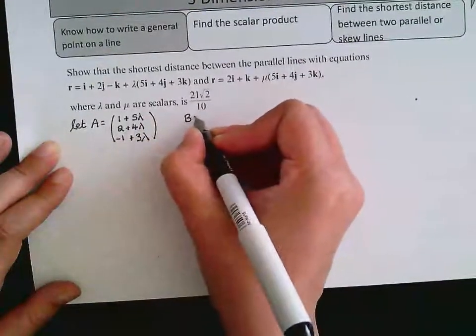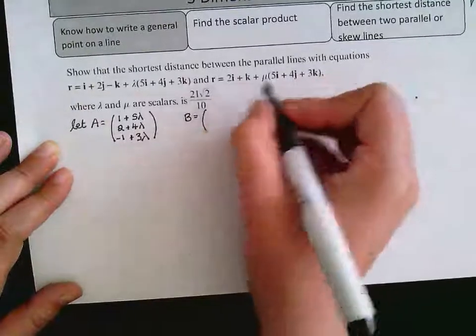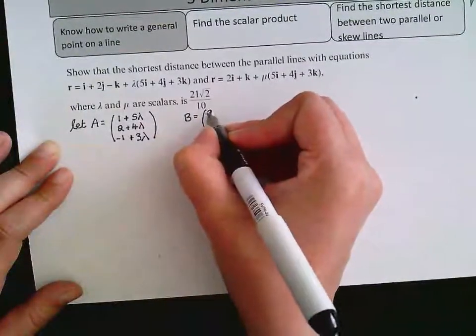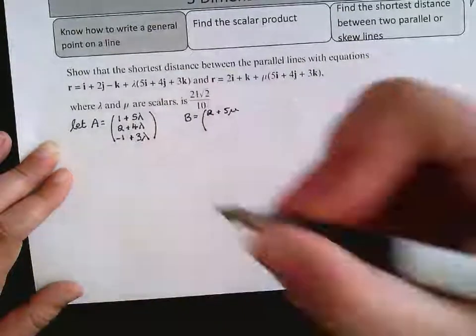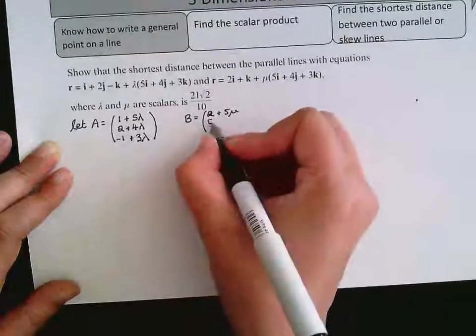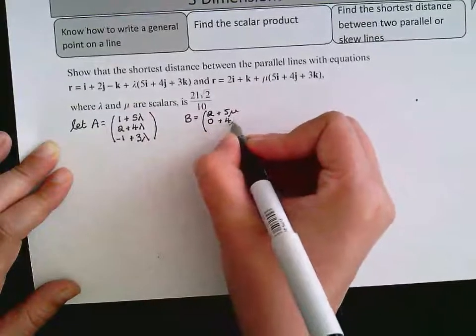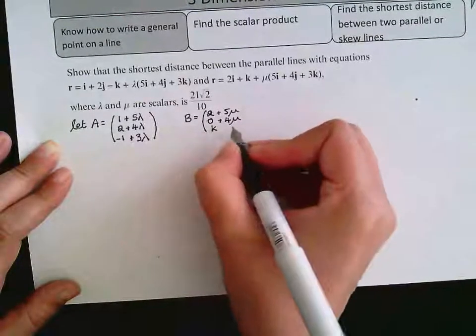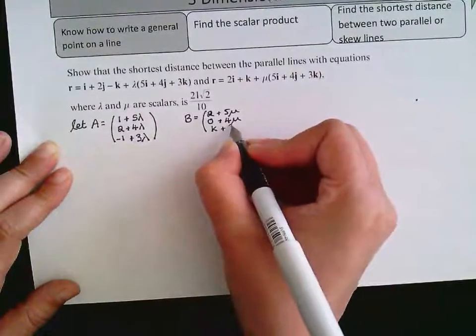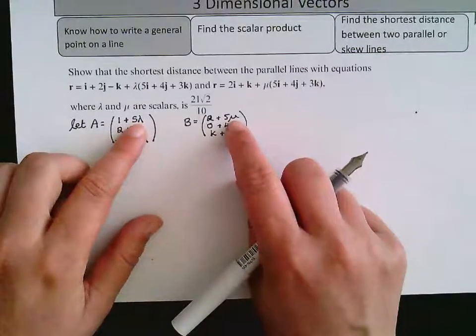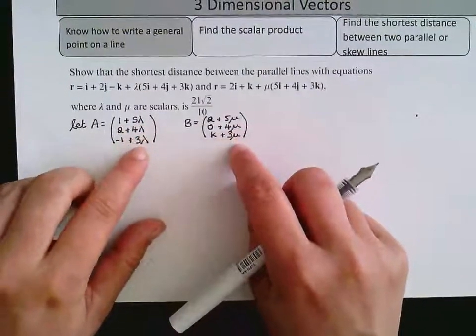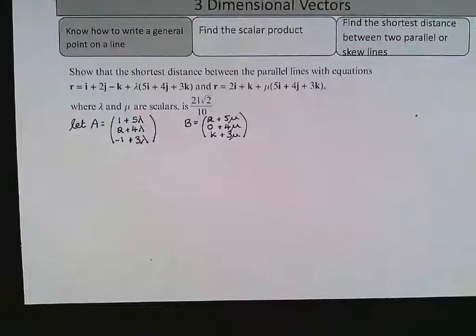And B will be a point on the second line. So therefore, 2 plus 5 mu. I always have to do it the same alphabet. J's missing, so 0 plus 4 mu. And then K plus 3 mu. Now, key thing to notice when they're parallel, of course, we've got 5 lambda, 5 mu, 4 lambda, 4 mu, 3 lambda, 3 mu. Those coefficients will be the same. So that can actually help us.